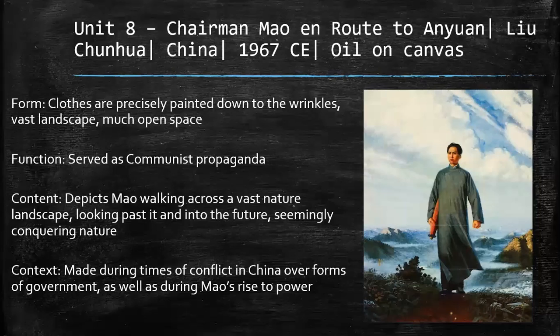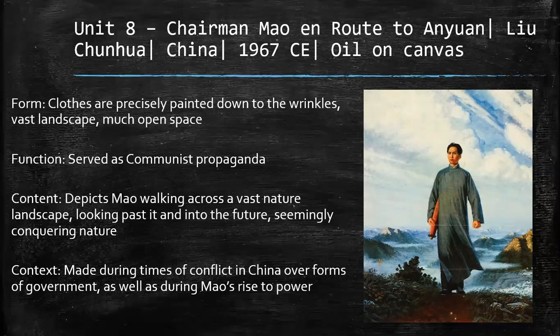Now to Unit A in 1967, we have Chairman Mao Onward to Anyuan. With this, you can start to see how we're incorporating human form into propaganda, as this was made as communist propaganda in times of conflict in China. It depicts Chairman Mao conquering nature. He's not looking at nature, but looking off into the distance. And this was made more so to represent how he's looking off into the future.